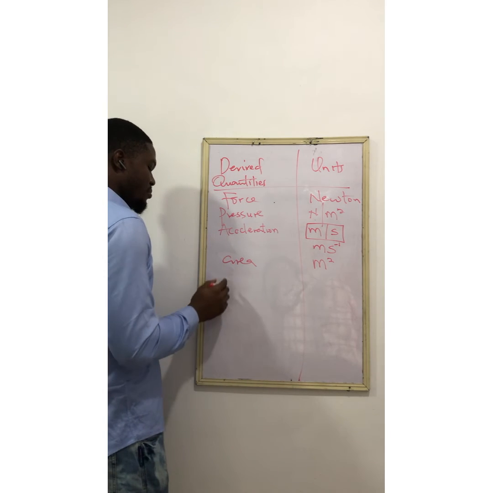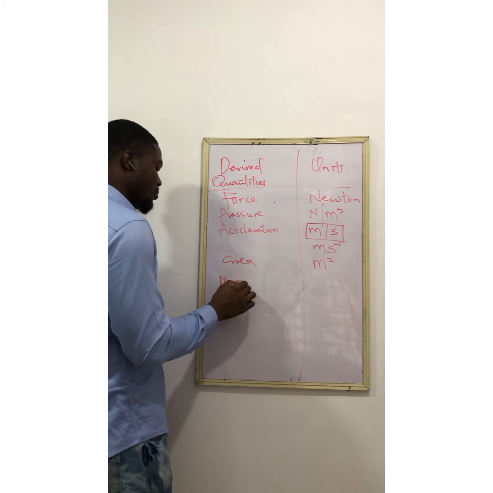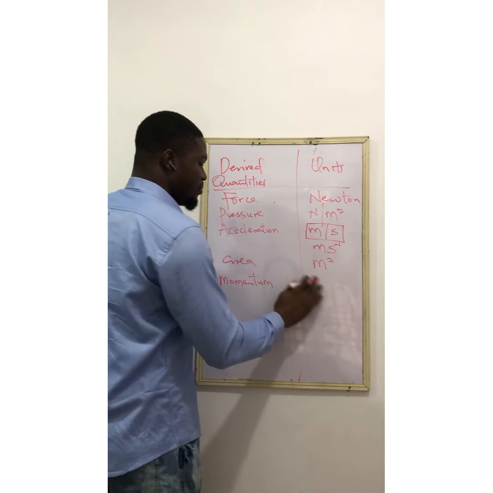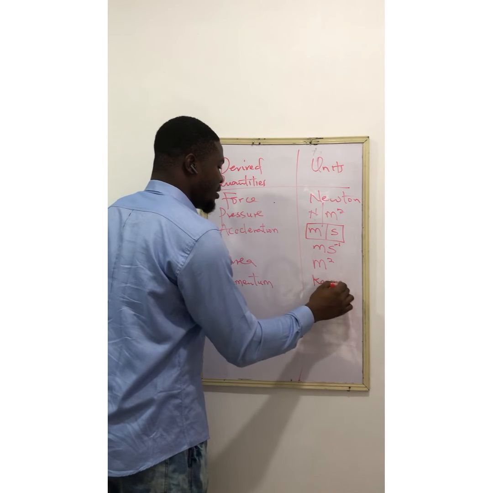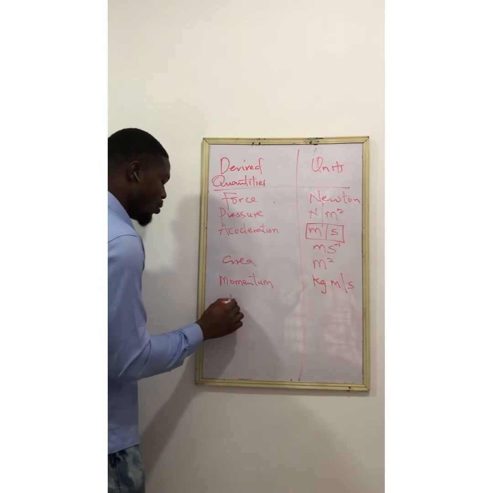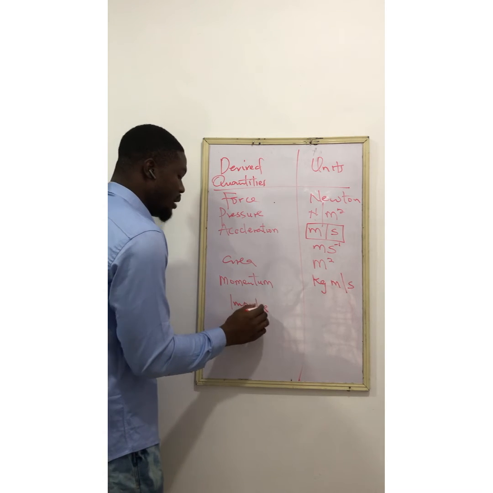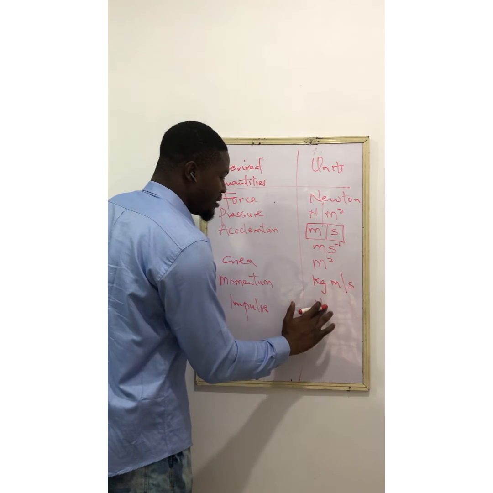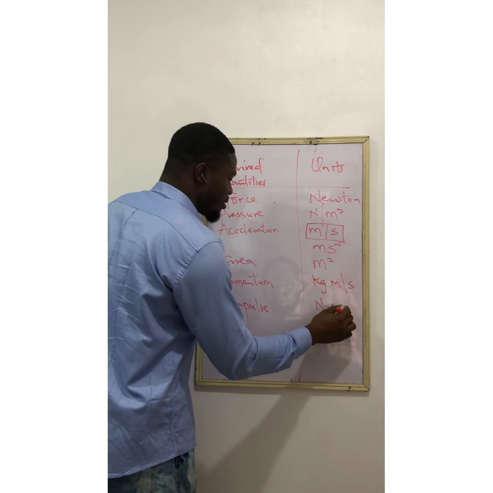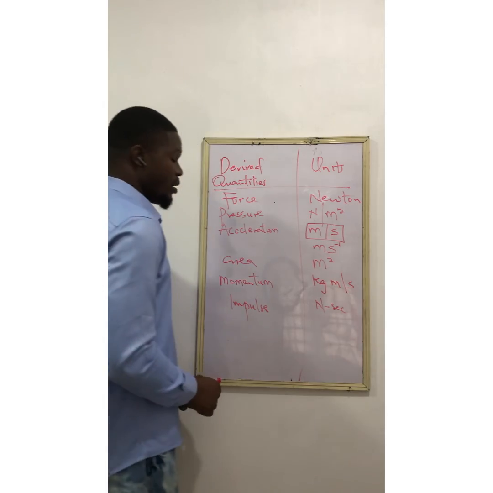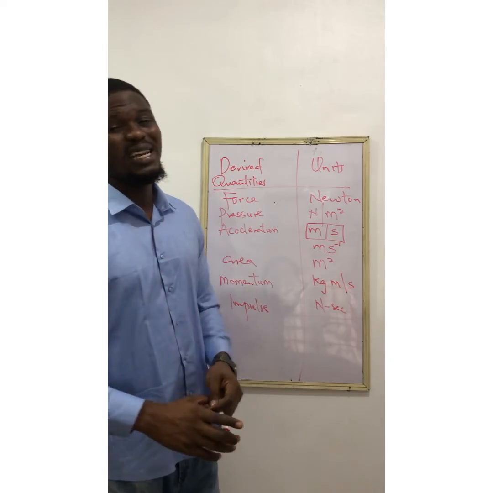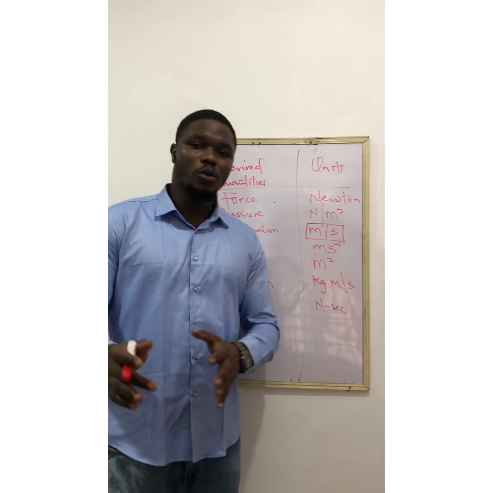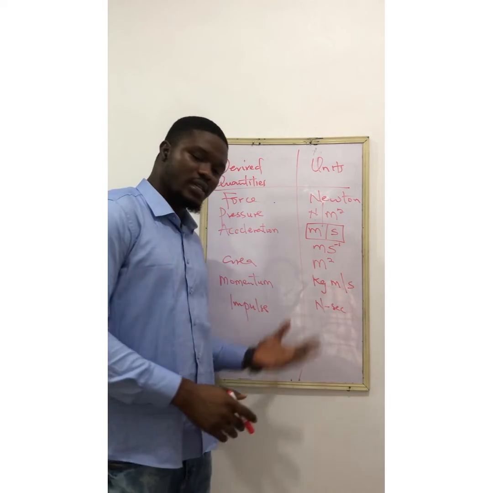Also, we have momentum. That's kilogram meters per second. You also have impulse. Impulse is measured in Newton seconds. So these are some derived quantities. There are many of them. You have to combine some fundamental quantities to get these.